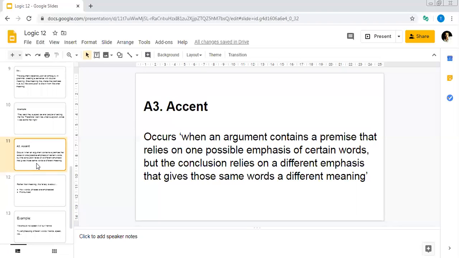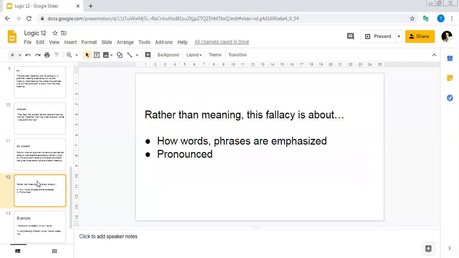Okay, so the last one is accent, which is very simple. I'll just go over it quickly. This one occurs when an argument contains a premise that relies on one possible emphasis of certain words, but the conclusion relies on a different emphasis that gives those same words a different meaning. So now it's about how words are emphasized or pronounced. That makes a big difference. If I say something and pronounce certain words in that sentence one way, and then I emphasize other words, the entire meaning of the sentence changes.